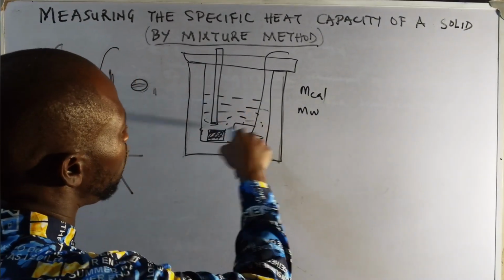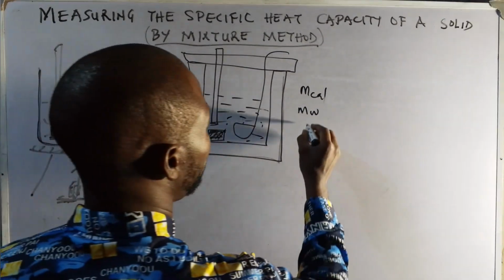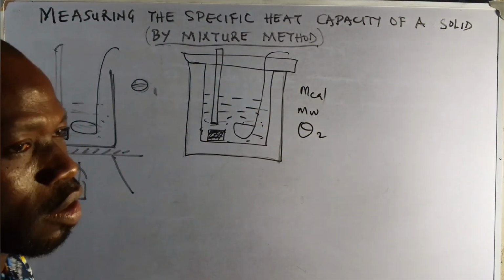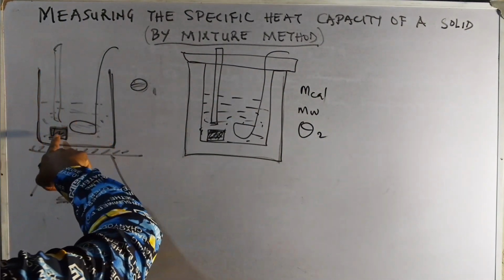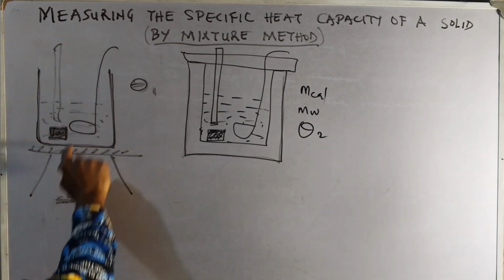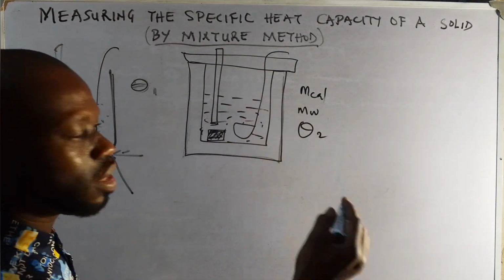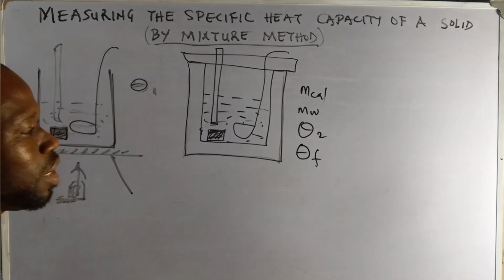The temperature before you transfer the metal ball into the calorimeter is going to be theta 2. That is the temperature of the water and the temperature of the calorimeter. Then after you quickly transfer the metallic object from this setup to this setup and quickly close it, keep stirring. At the end of the day, you're going to have one final steady temperature. Let's call it theta F.